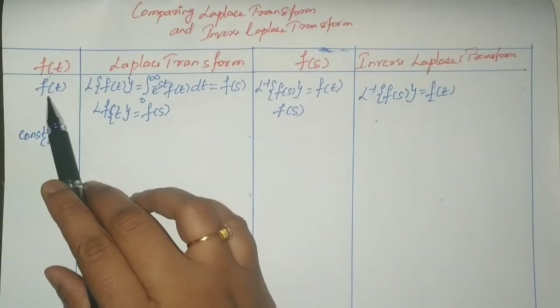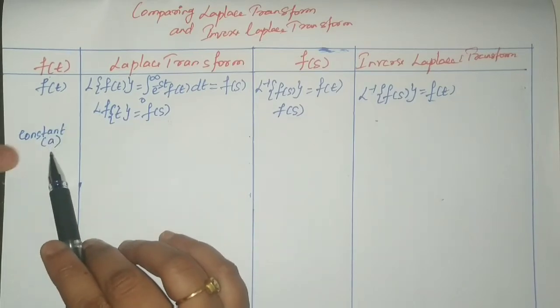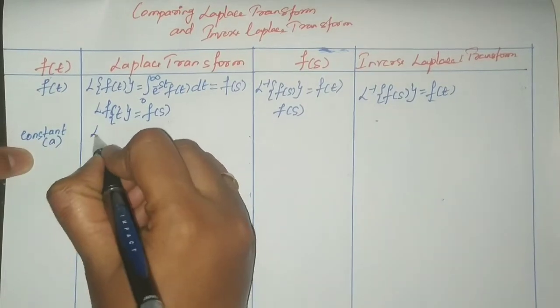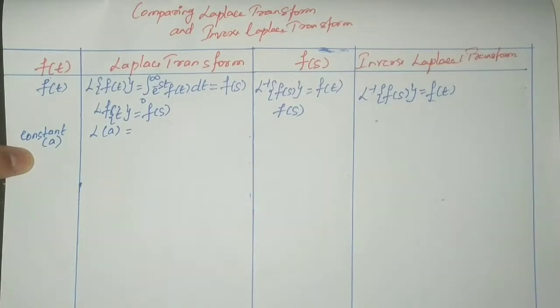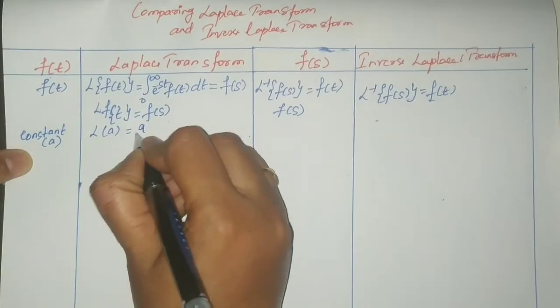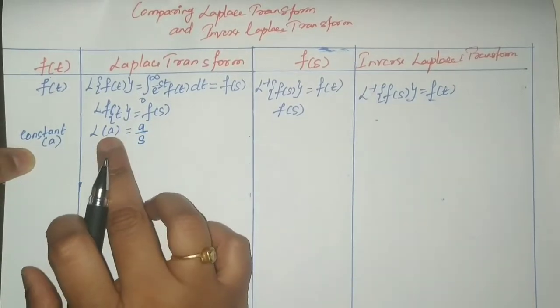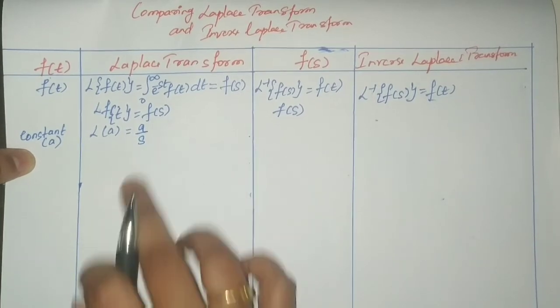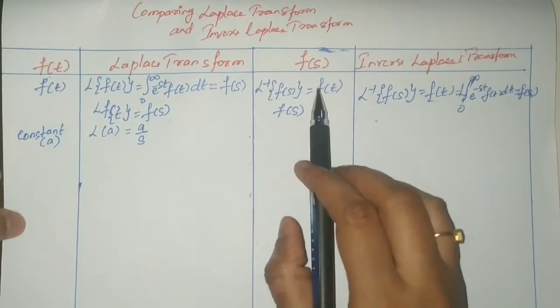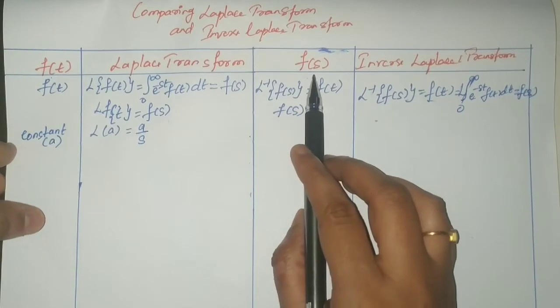So suppose instead of a function, I have a constant. We have already defined Laplace transform of a constant is constant by s. You can see your function is a constant, solution will be a function of s. Okay. So let us come back to the function f of s.